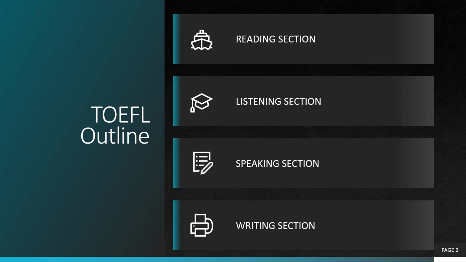And after you are done with the two sections, there will be a small break where you can relax and eat or drink something that you want. And after that, the last two sections, that is the speaking section and the writing section, will be carried on. So this way these four sections are divided.